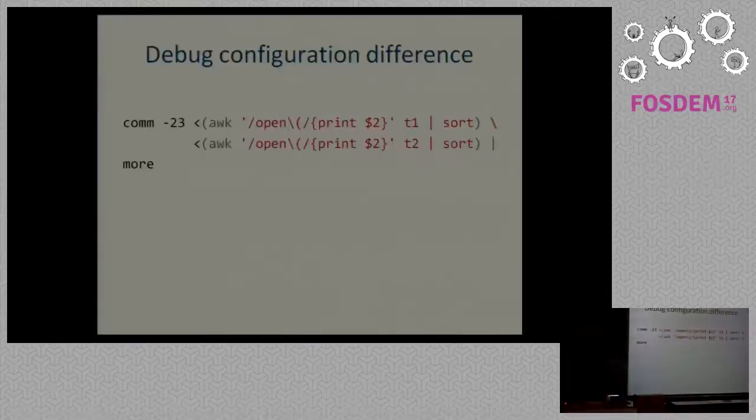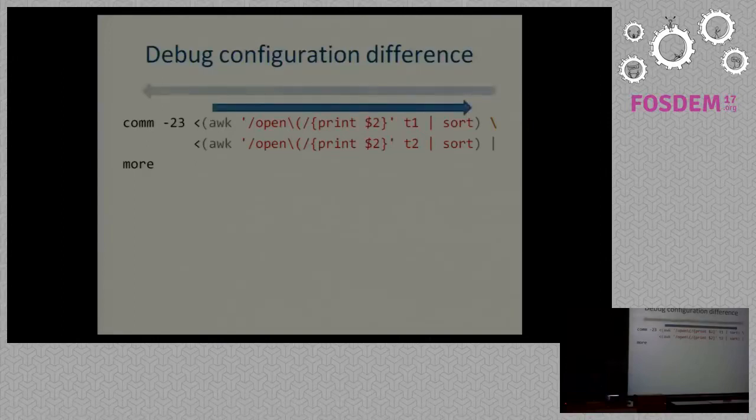First of all, a motivating example. Say, from a debugging perspective, you want to find the differences between two strace outputs, and what you would do is run awk and sort the result. The problem with this is that the flow goes in this direction, then goes back to com, and then forward to more. It goes in a crazy way backward and forward.